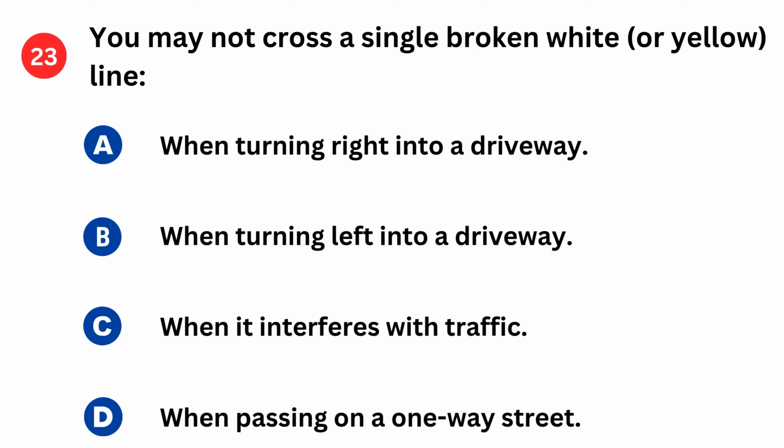You may not cross a single broken white or yellow line: A. When turning right into a driveway. B. When turning left into a driveway. C. When it interferes with traffic. D. When passing on a one-way street.